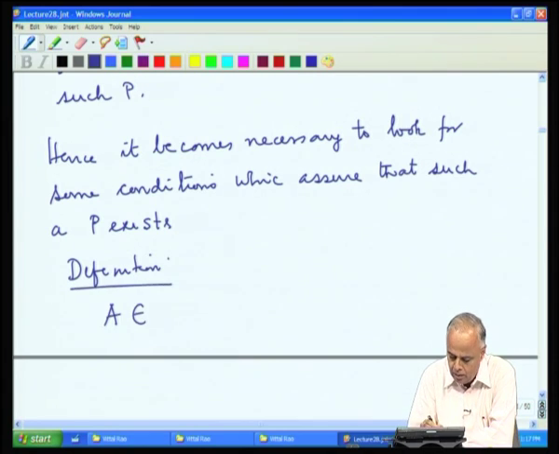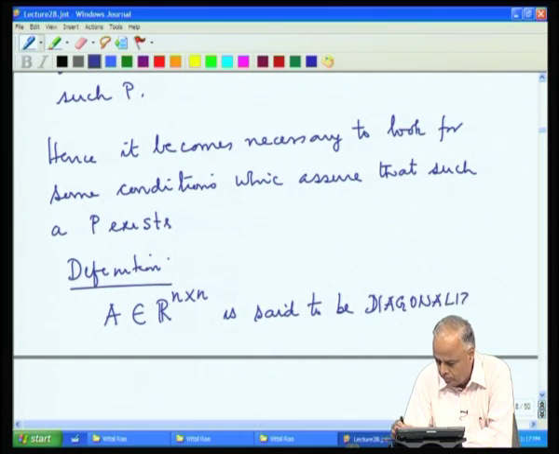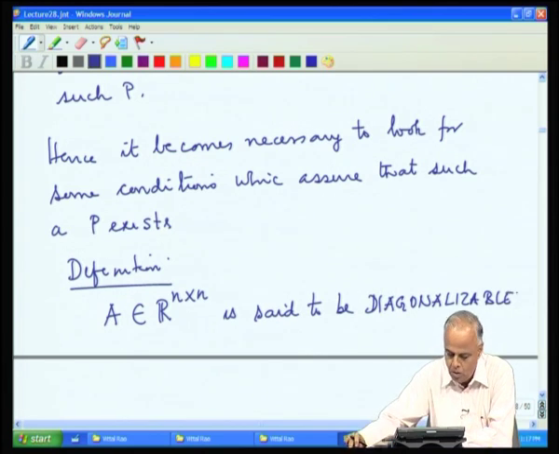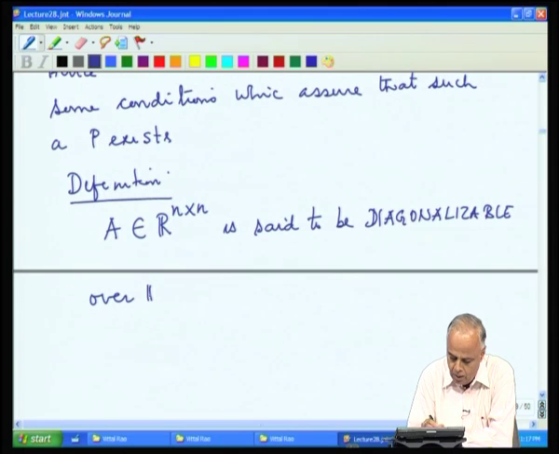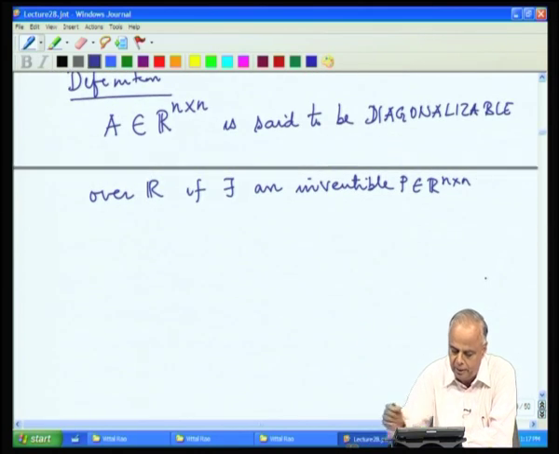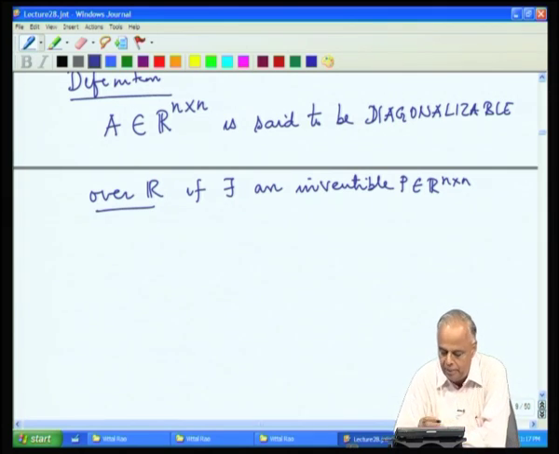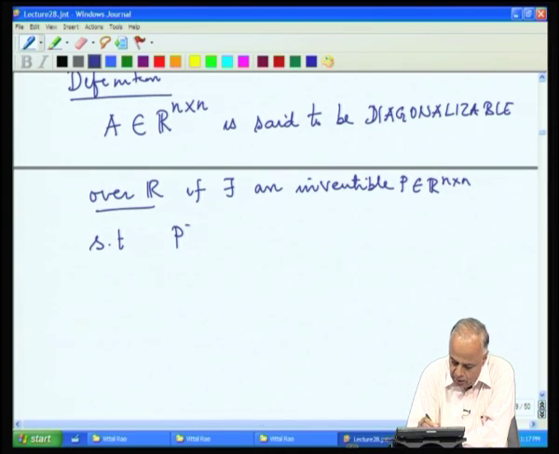A real n by n matrix A is said to be diagonalizable over R if there exists an invertible P in n by n real matrices, that is what is meant by over R, that the P that we are looking for is a real matrix, such that P inverse A P is a diagonal matrix.